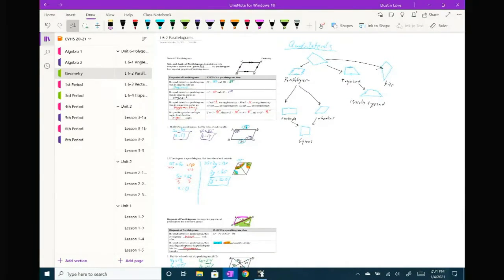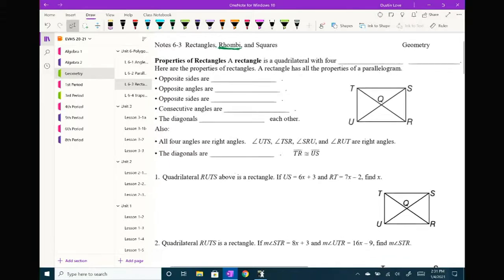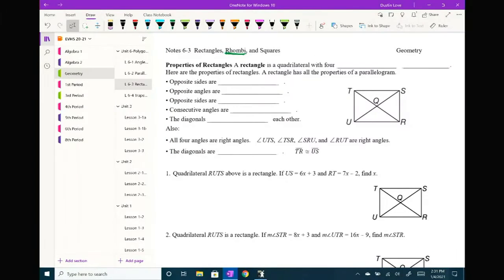So rectangles, rhombuses, and squares, all the properties of parallelograms are going to apply to them as well. So here are all of our properties. We're going to start off with rectangles. Okay, first off, you know that opposite sides are parallel and opposite sides are congruent.